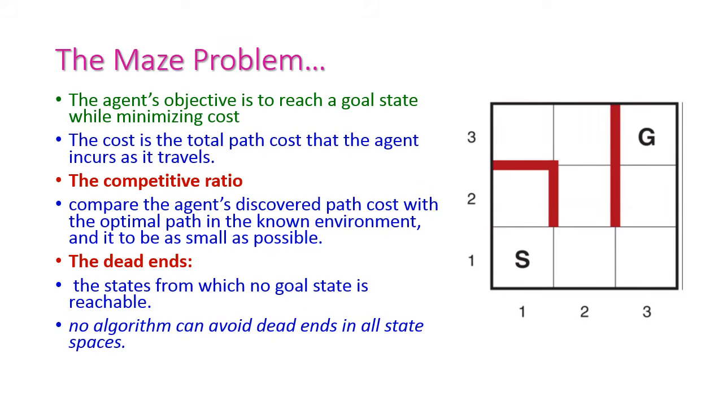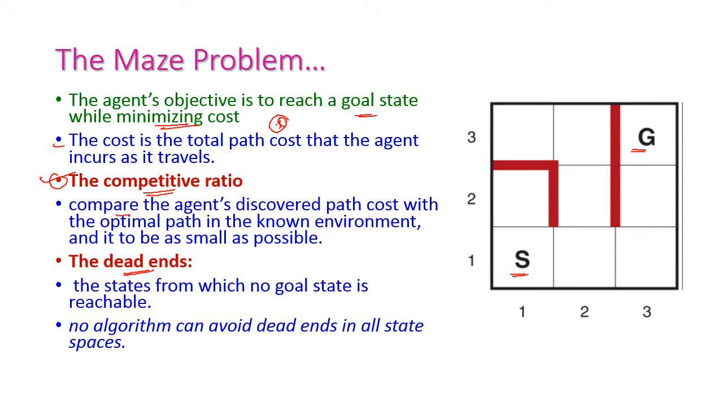And here the objective of our online agent is to reach the goal state with the minimum cost. This is the goal of almost all the agents in searching problems: from the starting state to the goal state, what will be the minimum path cost? Here two things are very important. First one is competitive ratio and second one is dead end. First let us see what this competitive ratio is.